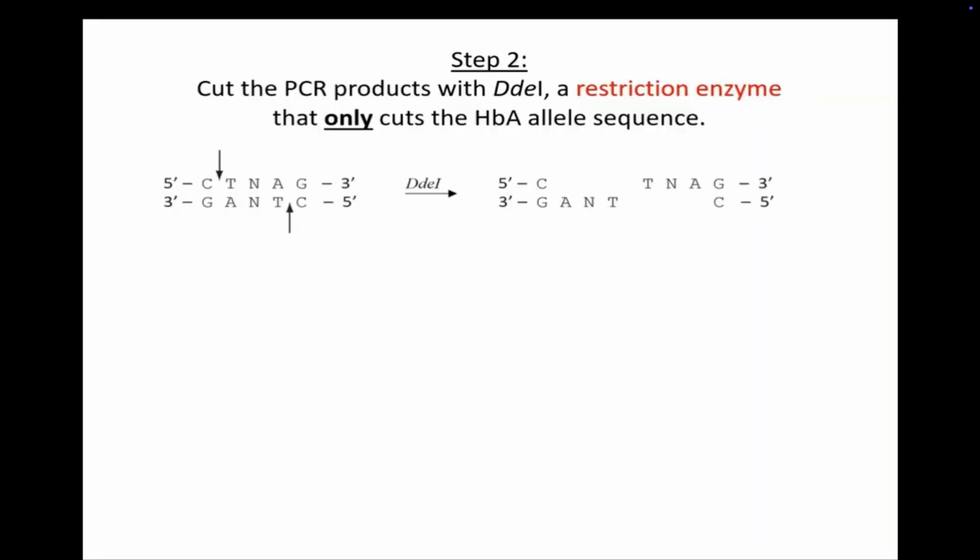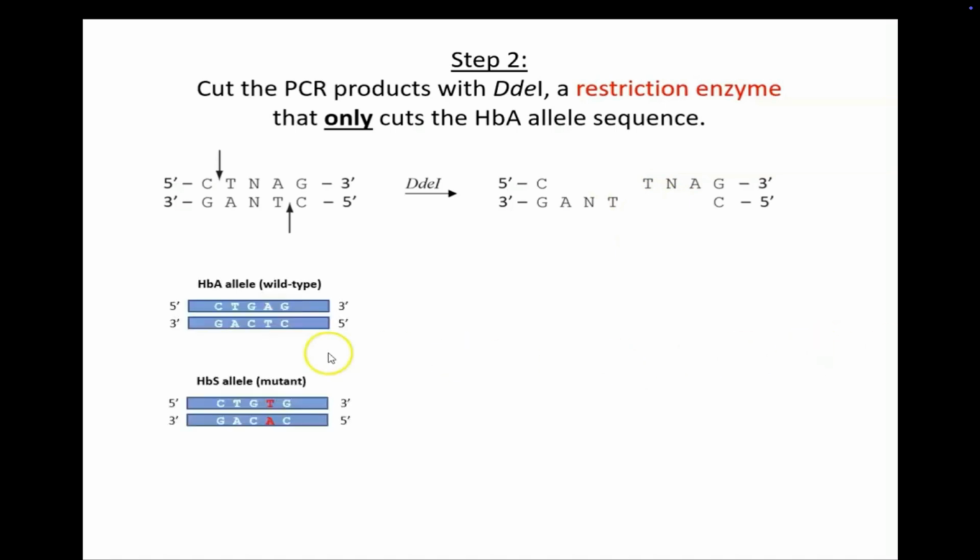So in our experiment, we'll be using a restriction enzyme called DDE1. So our restriction site for DDE1 is CTNAG, where N could be any nucleotide. And so this enzyme will cut that sequence, if it exists, into 2 different pieces. And so how are we going to use this to figure out the genotypes of our family?